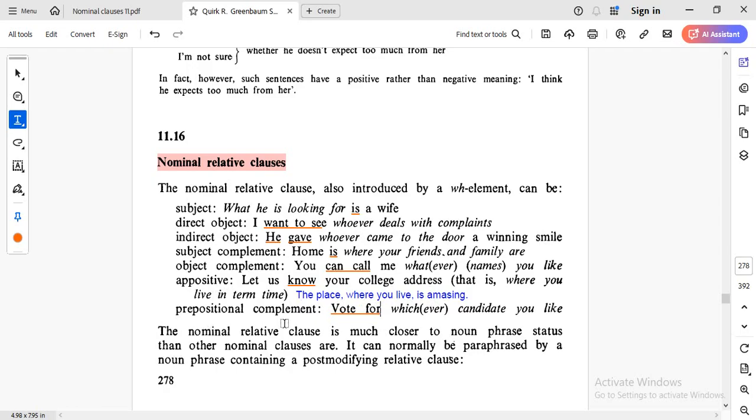Finally, prepositional complement. Vote for whichever candidate you like. So this is an imperative sentence started with a verb. The subject is you, implied. And whichever candidate you like, this is the relative clause, functioning as a prepositional complement because it follows a preposition.